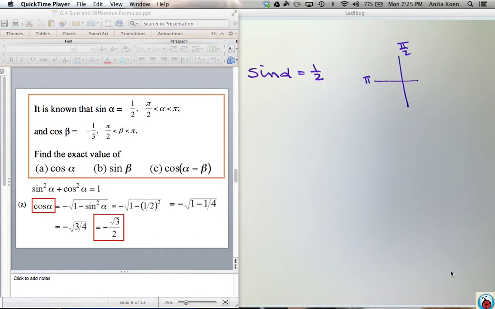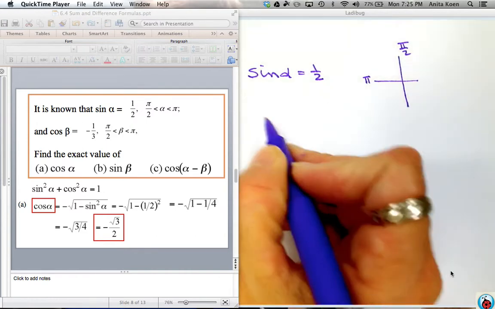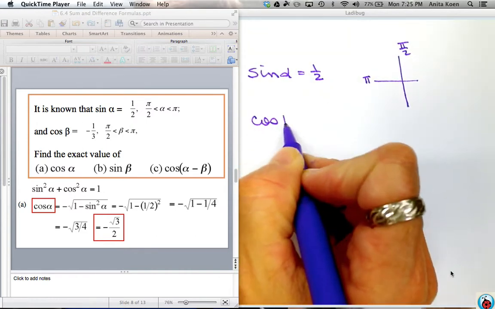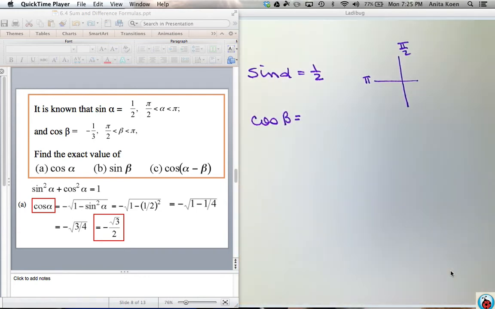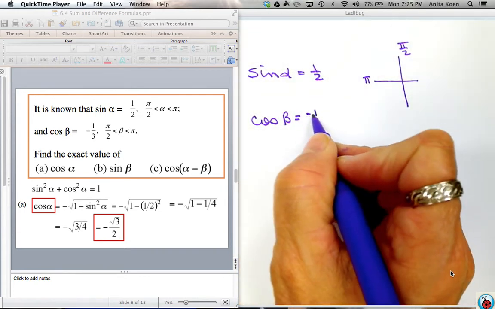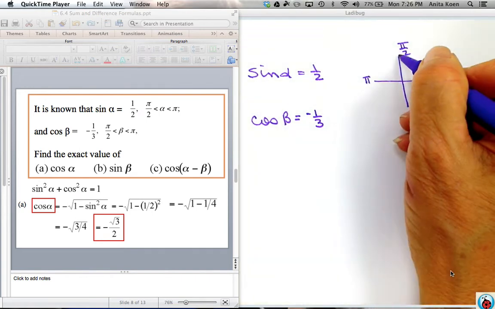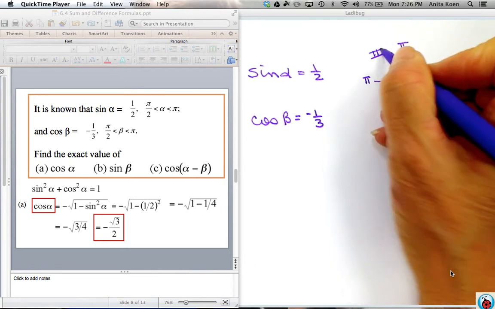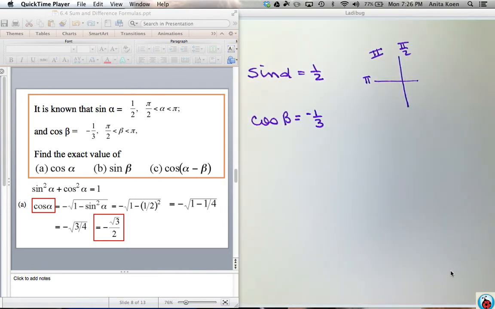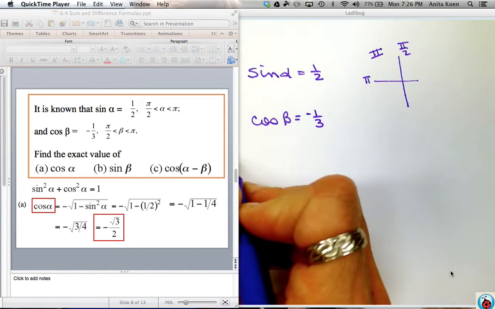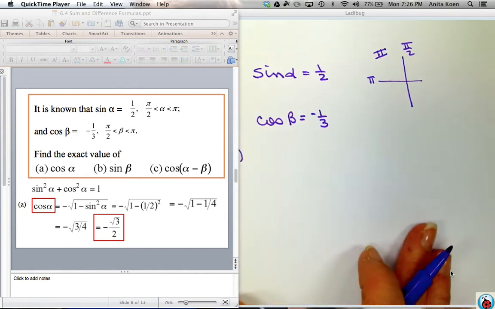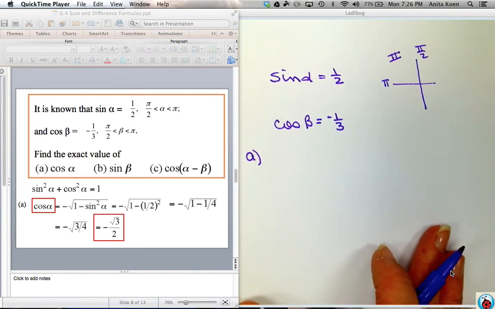And we know that the cosine of beta is equal to -1/3, and that beta is between pi over 2 and pi. So both alpha and beta are in quadrant 2. They want us to find the exact value of the cosine of alpha.